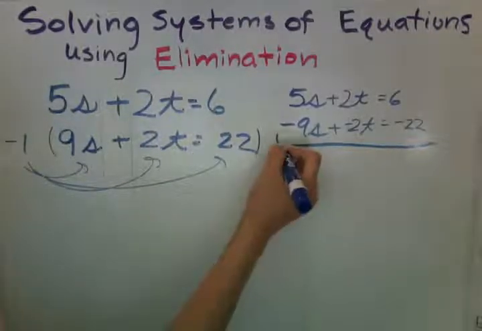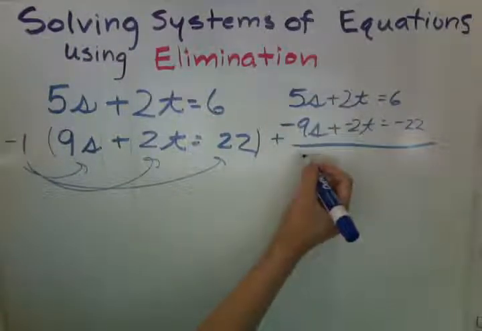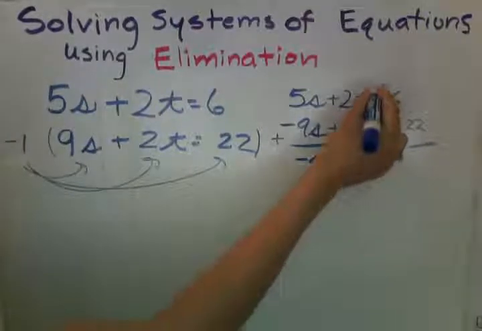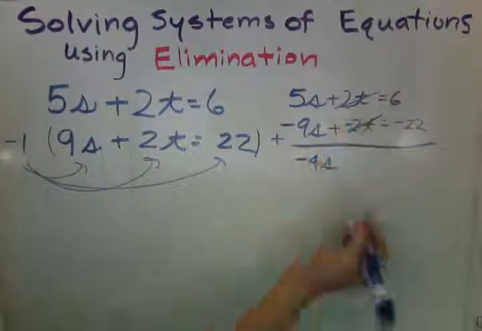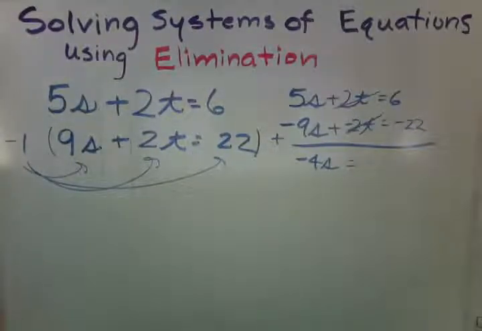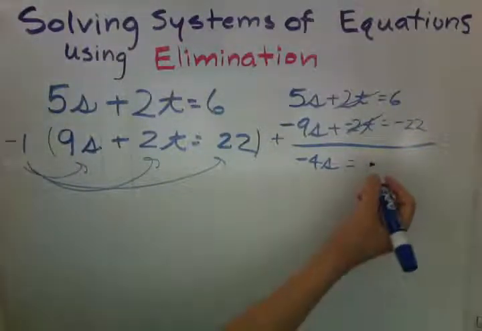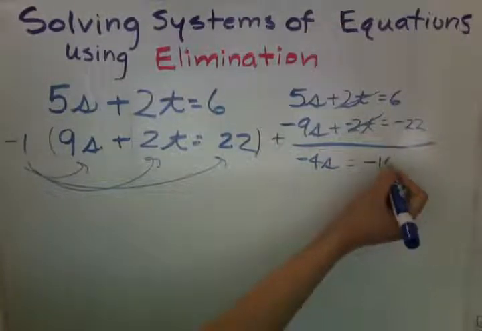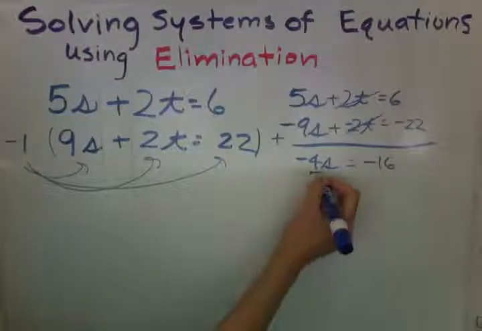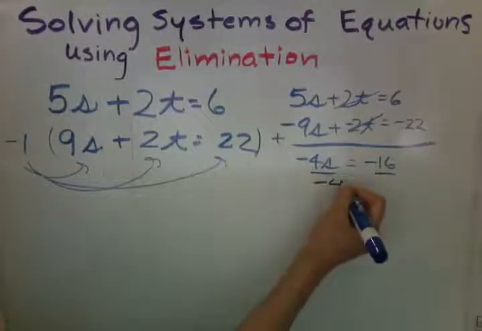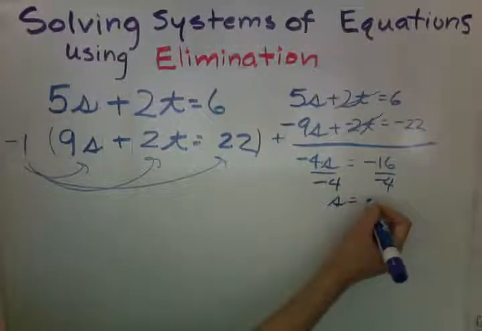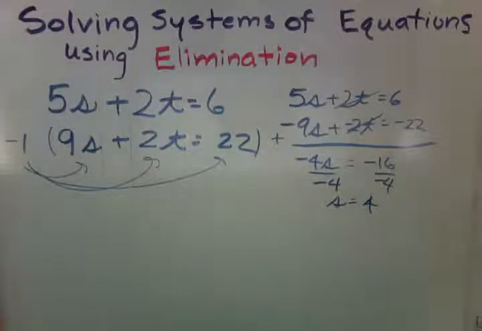Now we go ahead and add. 5s minus 9s gives you a -4s. And now we can cancel the two t's. And then we get -16. 6 minus 22 is -16. Go ahead and divide both sides by -4. S equals 4. Okay.